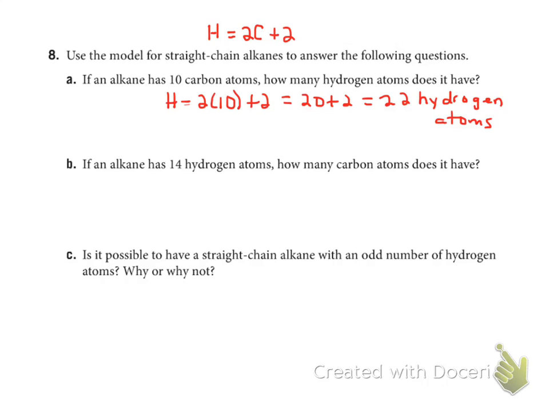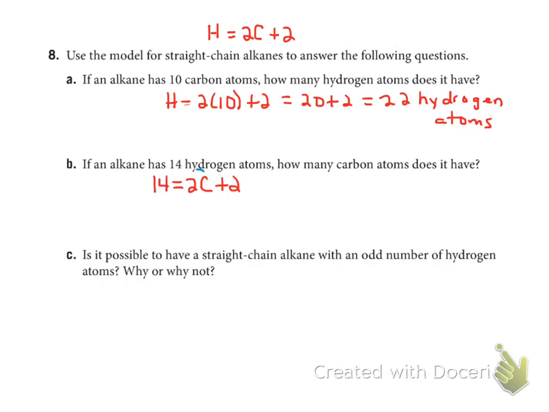If an alkane has 14 hydrogen atoms, how many carbon atoms does it have? Wouldn't you put like 14 equals 2C plus 2? Exactly. We put the 14 in for the H. So 14 is equal to 2C plus 2. And how do we solve this one? Wouldn't you divide the 14 by 2? Not yet. Would you add the 2? Not add, subtract. Yes, we would.